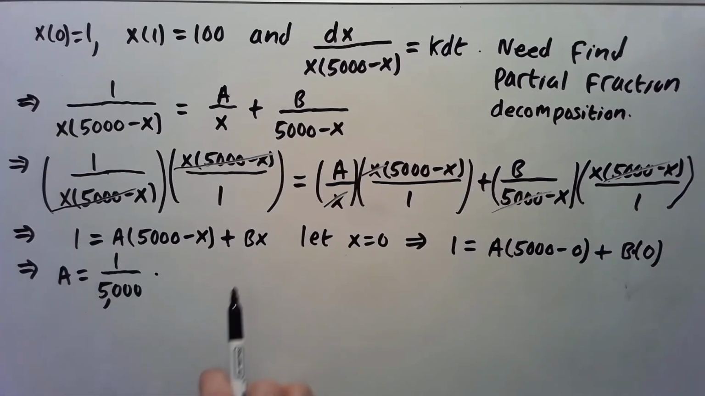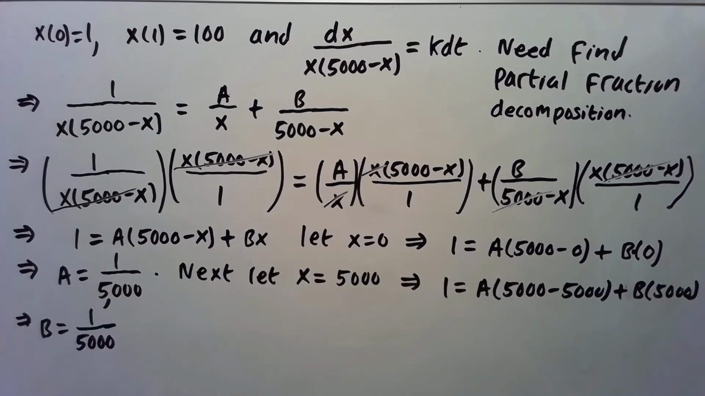Okay, so a is 1 over 5,000. So next we can let x equal 5,000, and then we'll be able to find b. So putting 5,000 in place of x here and here, we get then. So solving it out, b is 1 over 5,000 also.